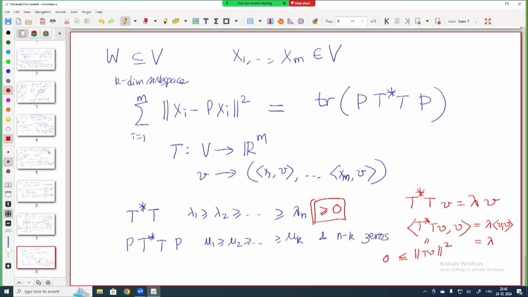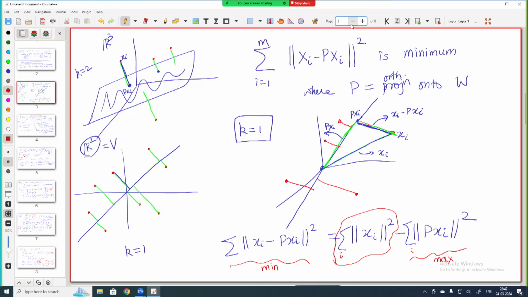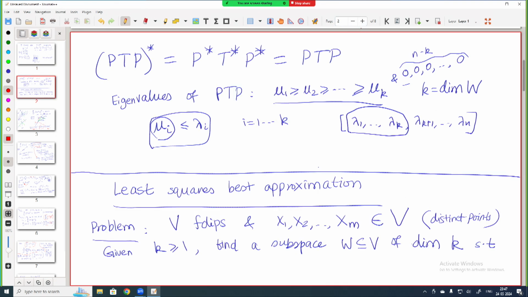So I actually know that all of them are non-negative, and therefore the trace, so this is the thing that we wanted to say back then, the trace of P T star T P is actually less than or equal to the trace of T star T. Why? If you remember the argument, let us go back to the very first page. The eigenvalues of this compression look like mu 1, mu 2, ..., mu k, the eigenvalues of the other guy are lambda 1, lambda 2, ..., lambda k and some extra terms, but now all these extras are non-negative.